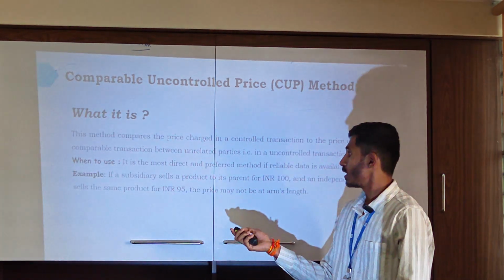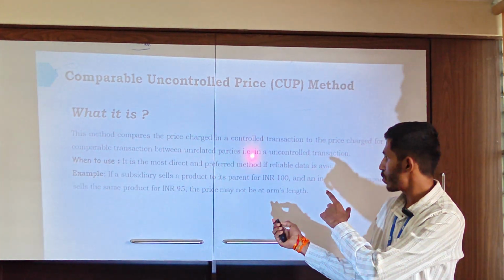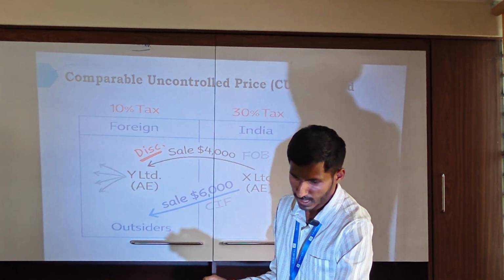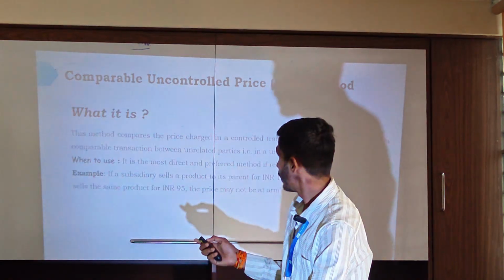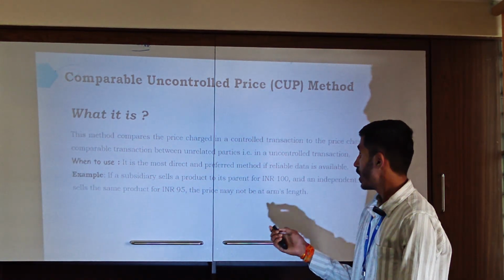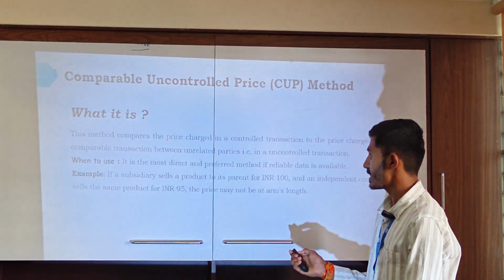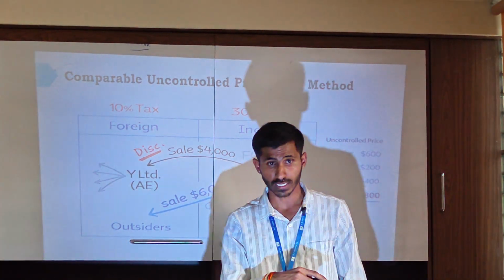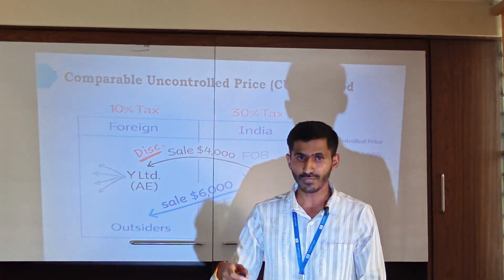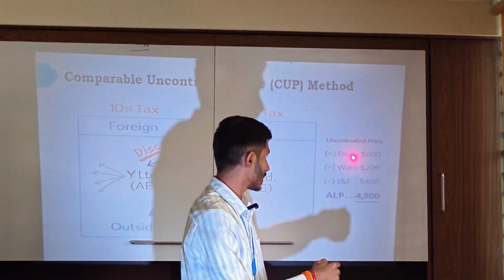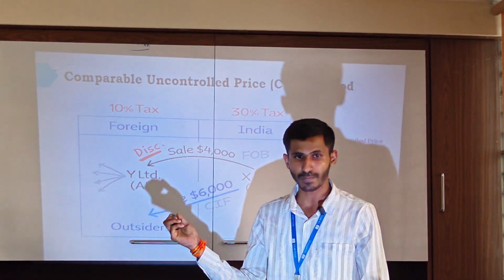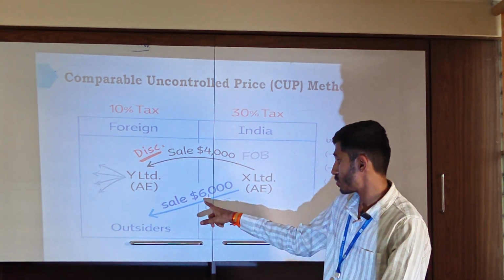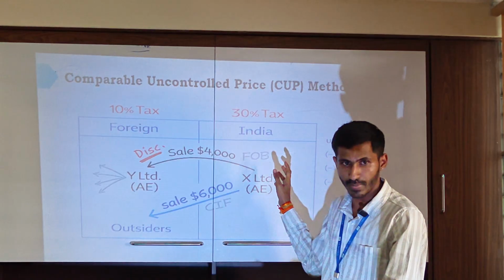Now we will go back to it. This method compares the price charged in a controlled transaction. What is a controlled transaction? The transaction between X Limited and Y Limited, that is $4,000. And we will compare that transaction to the charge for a comparable transaction between unrelated parties. So here, the transaction between X Limited and outsiders is $6,000. We will make the adjustments like discount and all, and arrive at the arm length price. We will not take this 6,000 value itself; by using this, we will arrive at the arm length price.